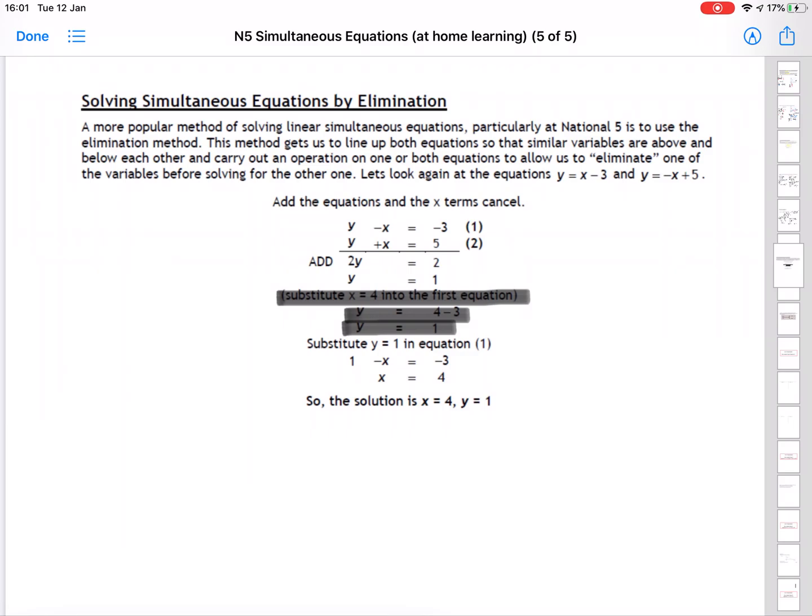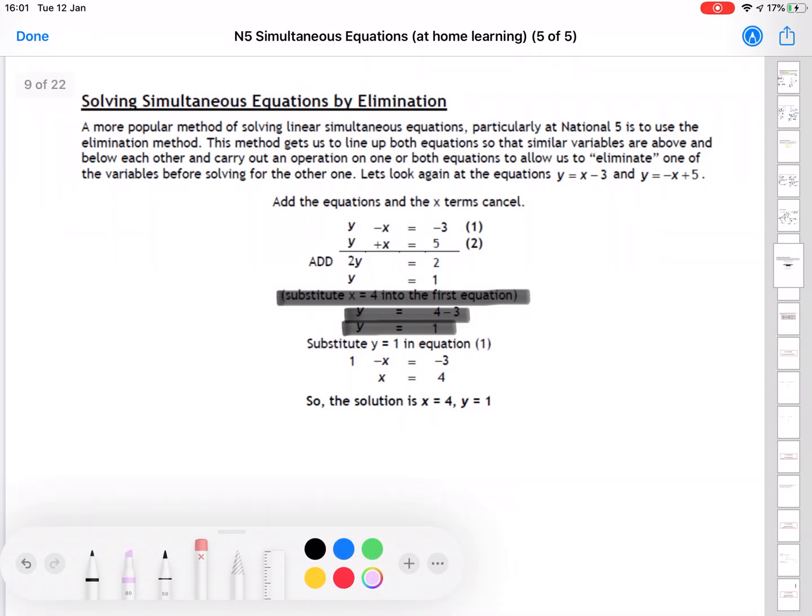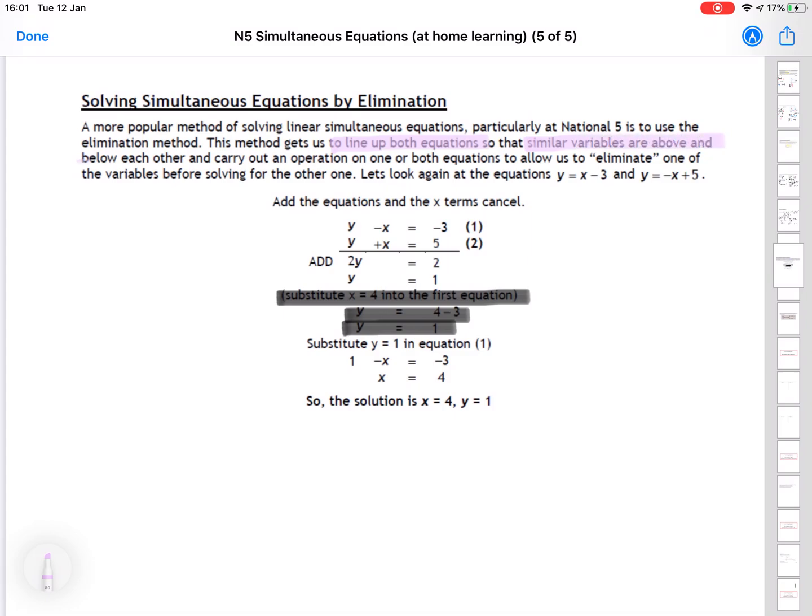So what this method needs us to do is first of all to line up our equations so that similar variables are above and below each other. So what we mean by that is that the x and y terms are in the same order in both equations, so that if we write them one above the other, the x's are in line with each other, the y's are in line with each other.